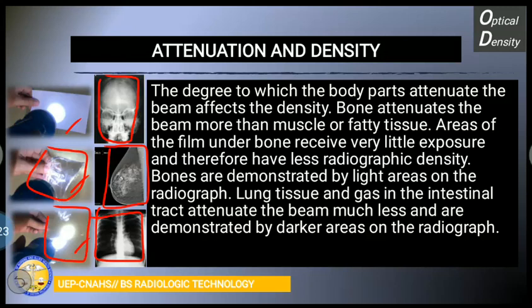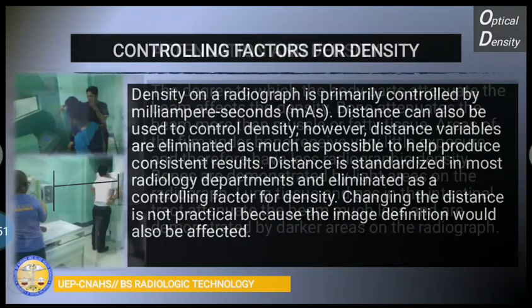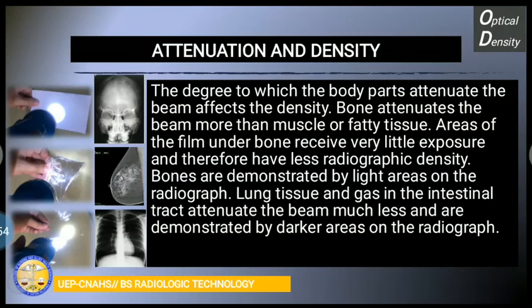Bone attenuates the beam more than muscle or fatty tissue. Areas of the film under bone receive little exposure and therefore have less radiographic density, which is why it is white on the radiograph. Lung tissue and gas in the intestinal tract attenuate the beam much less and are demonstrated by darker areas on the radiograph. In radiography, a white portion is termed opaque.